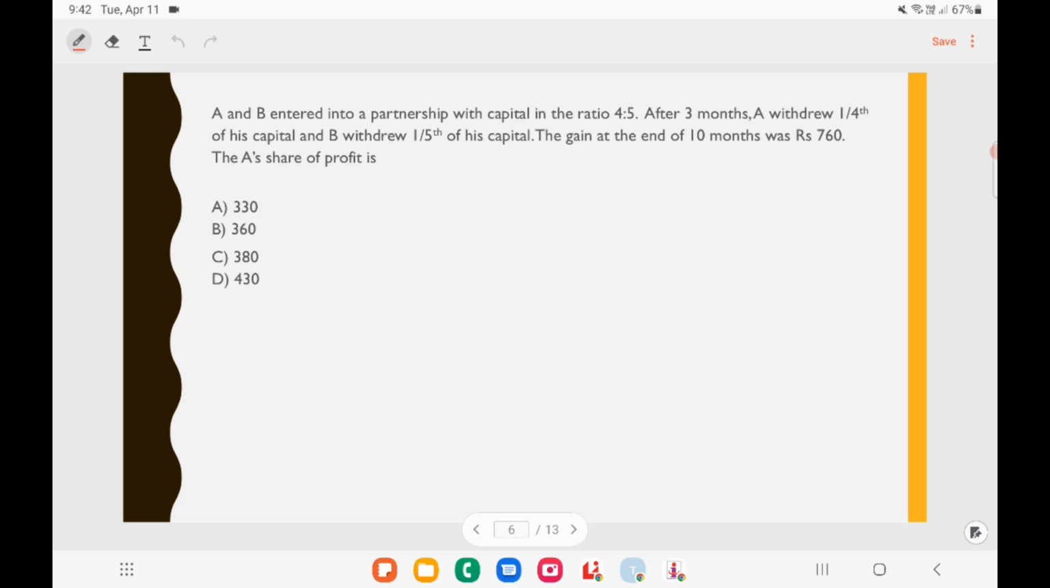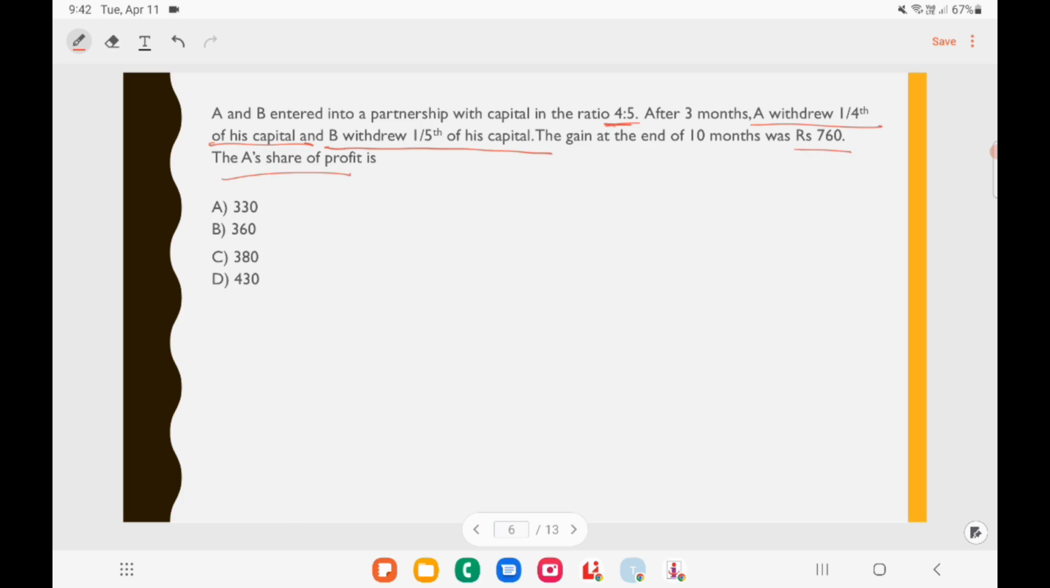A and B entered into a partnership with the capital in the ratio 4:5. Again, A and B are starting a partnership, their capital is in the ratio 4:5. After 3 months, A withdrew 1/4 of his capital. See, there is a change here. So in the earlier question, there is no change in capital at all for the 10 months. But here, after 3 months, A is withdrawing 1/4 of his capital and B is withdrawing 1/5 of his capital. Okay. Now the gain at the end of 10 months was 760 rupees. Now we need to find A's share of profit or B's share of profit, whatever it is.